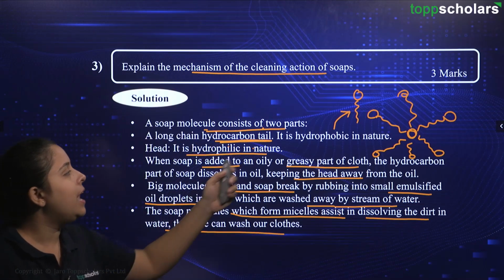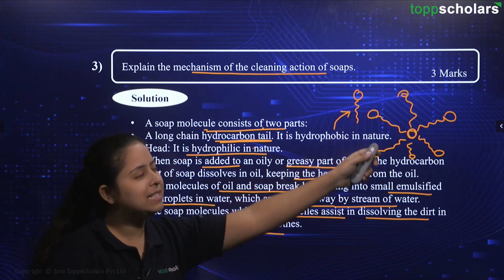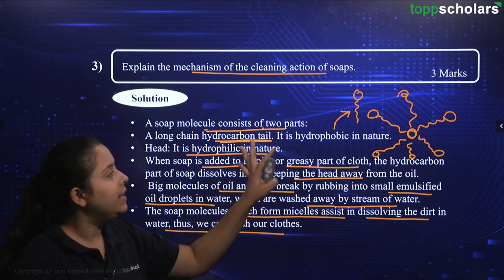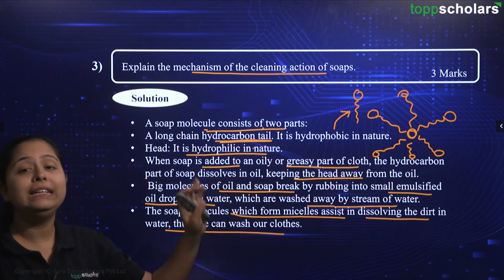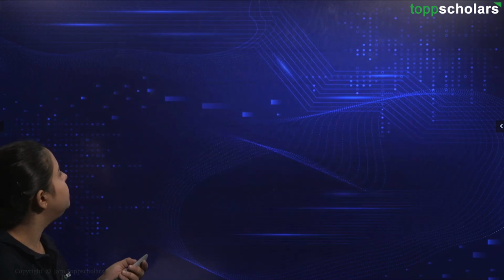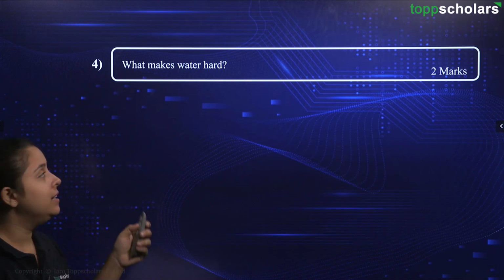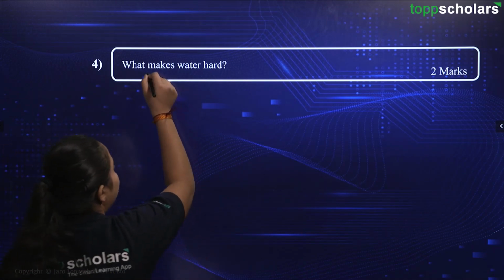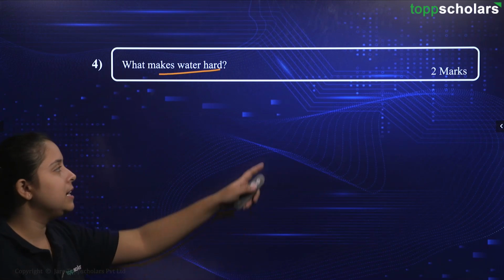Writing this much, and if you are able, you can draw this simple diagram as well, and that is good for you to gain your 3 marks if this question comes in your exam. Going ahead, this question is asking you what makes the water hard. So this question is coming for 2 marks.